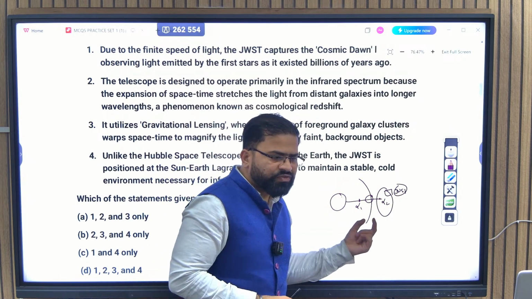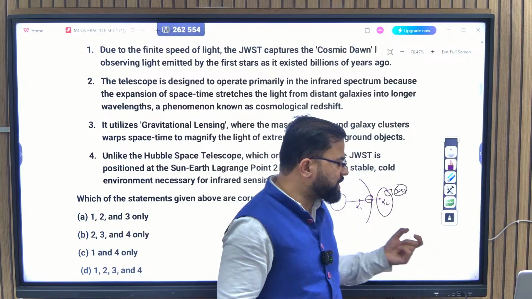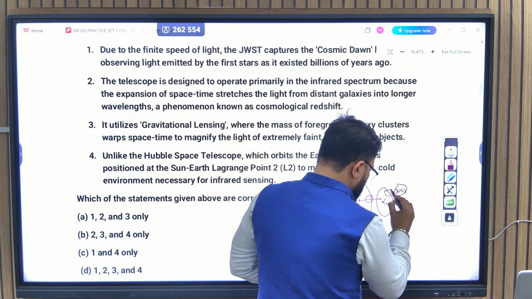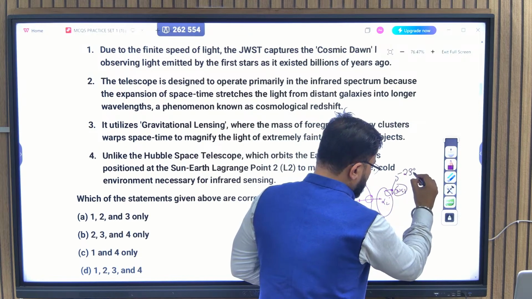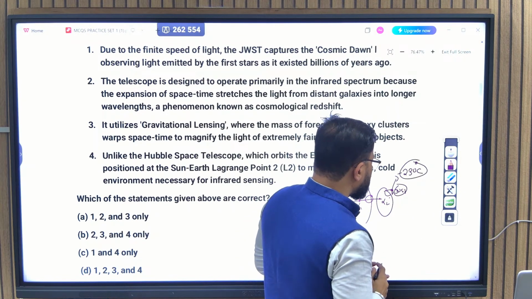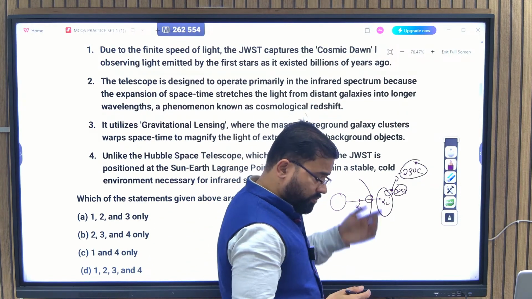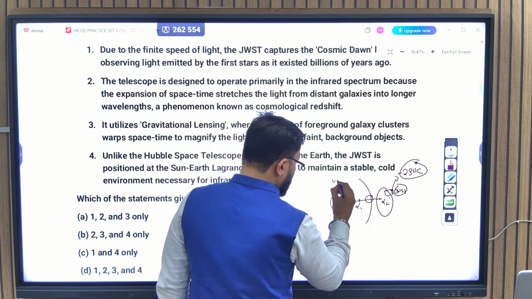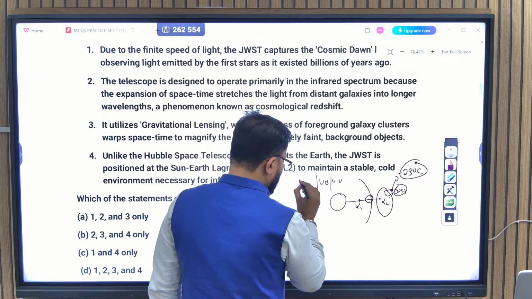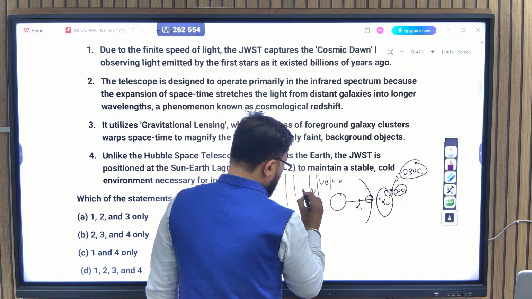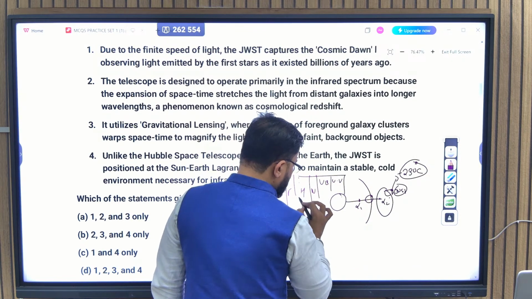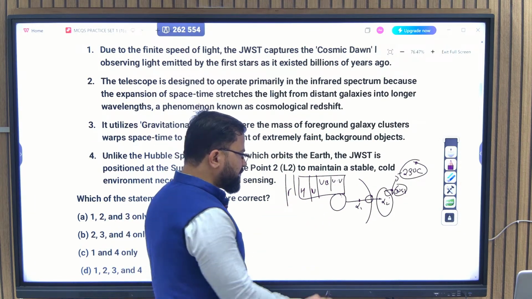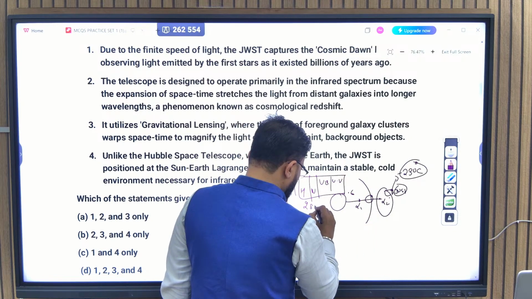Now, when you talk about infrared sensing, it requires a very low temperature. Since this is the L2 point, it is far away from the Sun. Obviously, the sensor will have a temperature of minus 230 degrees Celsius. Second point: we have discussed in the classes that it can monitor ultraviolet radiations, visible light, and apart from that, infrared, which has 3 portions: near, middle, and far. It can monitor ultraviolet radiations, visible light, the near part of the infrared, and the middle part of the infrared. In terms of wavelength, it is 0.6 to 28 microns.